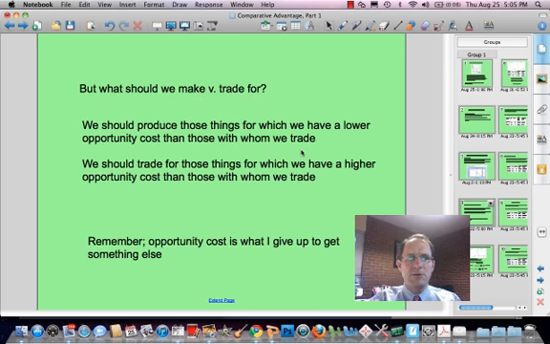But how do we decide what we should make versus what we trade for? Well, simply stated, we should produce those things for which we have a lower opportunity cost than those with whom we trade. We should trade for those things for which we have a higher opportunity cost than those with whom we trade. Remember, opportunity cost is what I give up to get something else.